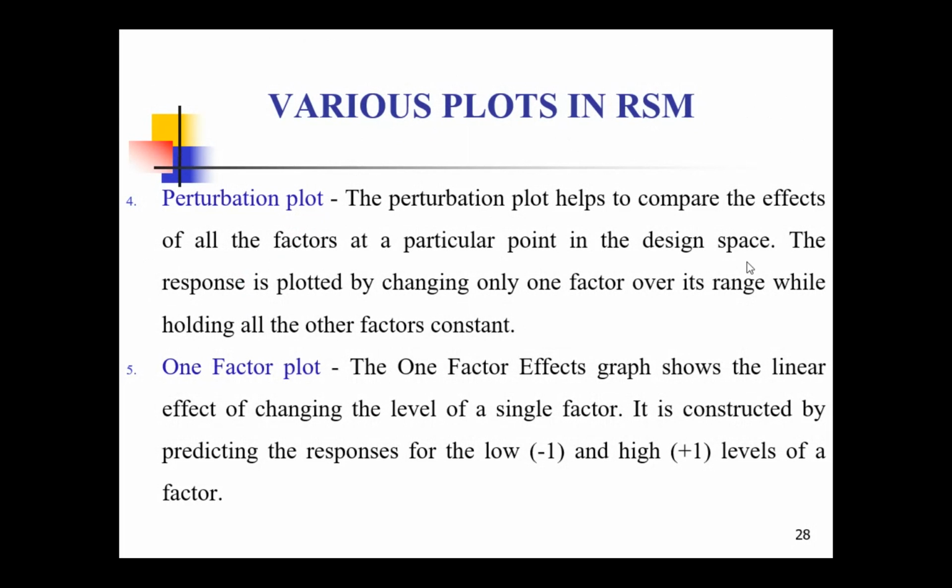The perturbation plot helps us to compare the effects of all the selected input parameters in the design space, and how it varies for a particular output. So how is this drawn? If I consider parameter A, the other 3 parameters B, C and D should be kept at a constant value. If I vary B, A, C and D should be kept constant. So only one factor should be changed while the other factors are kept constant.